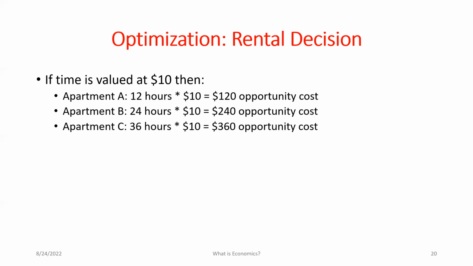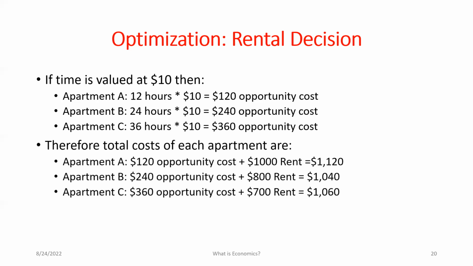And I now have the opportunity cost of what I'm giving up. So to get the total cost of choosing each one of these apartments, I need to add those two together, right? So I'll take the opportunity cost of choosing every single apartment, add in the rent, and now I've got prices.